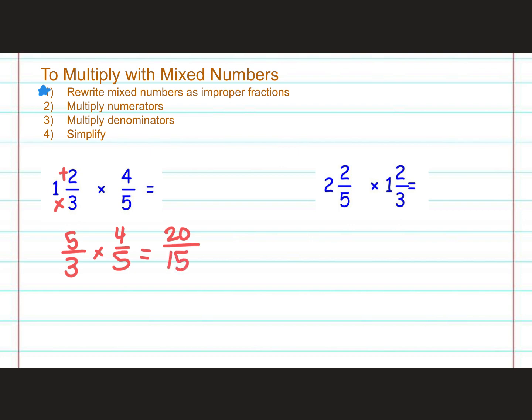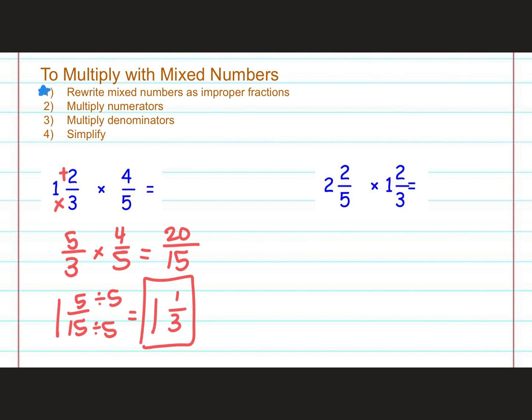Now we can't keep our answer as an improper fraction, so I'm going to turn that into a mixed number. 15 goes into 20 one whole time with 5/15ths left over. And I can simplify that by dividing the top and bottom by 5, which would be 1 1/3 for my final answer.